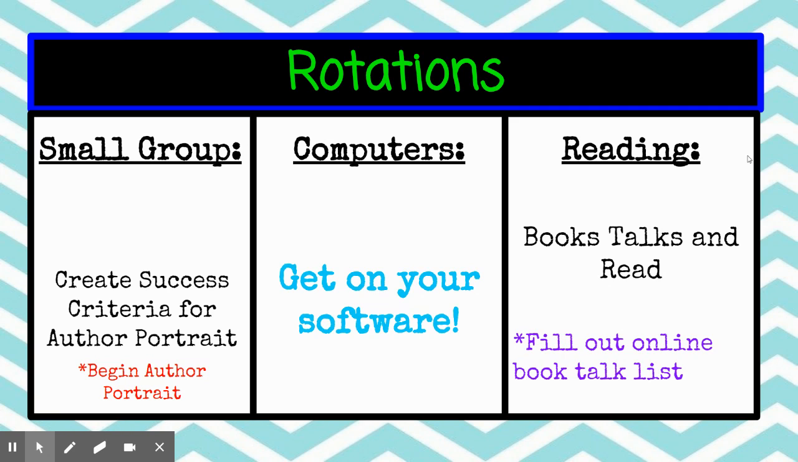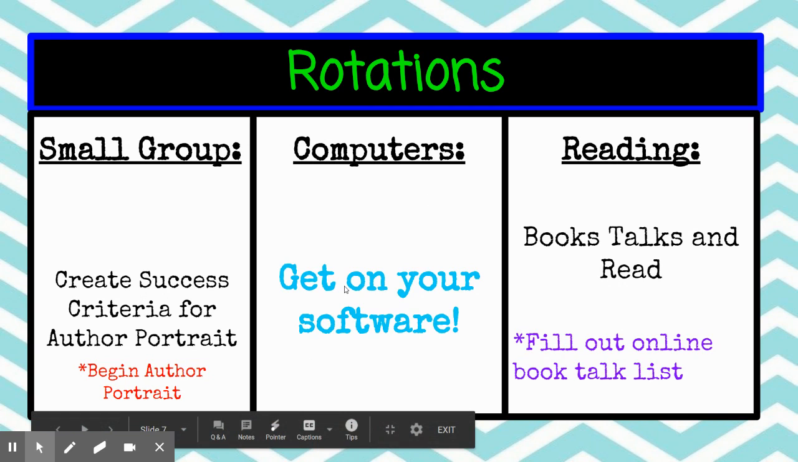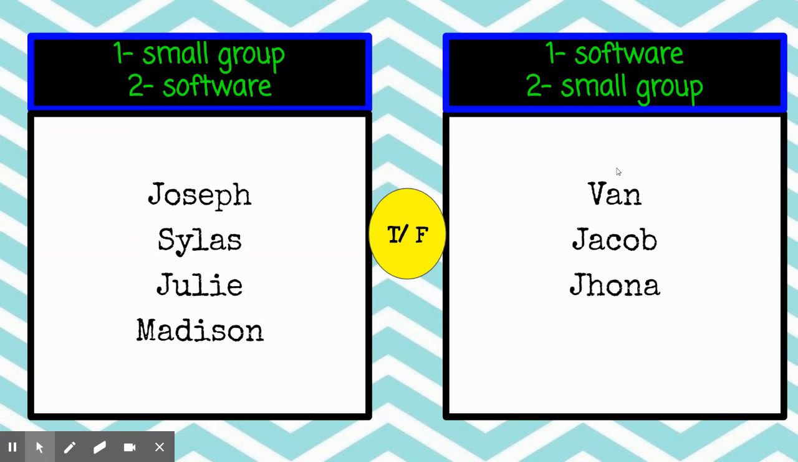If you are in person, this is where I would stop. In small group, you are going to be doing the author portrait success criteria. Today in computers, you need to get on software. And then in reading, you need to get on your book talks. And these are your lists when you come back.